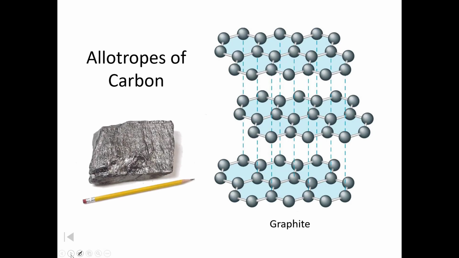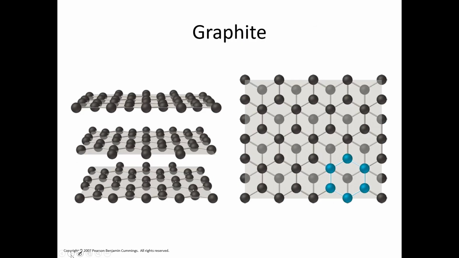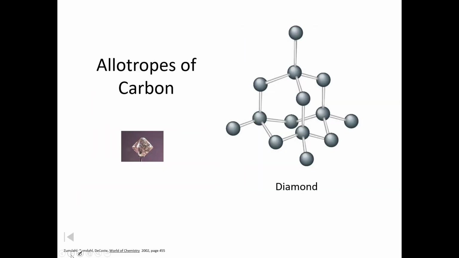Graphite also happens to be what's actually in your pencil leads. There's no lead in a pencil lead, it's graphite. And because those flat sheets of carbon are stacked on top of each other, when you write with a pencil, the graphite is literally slipping off the top of that column of carbon. So graphite is in flat sheets.